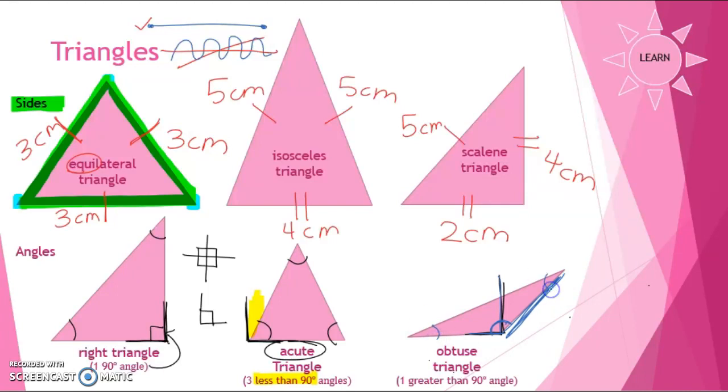These two angles are acute. But because we have an obtuse angle, which is one that is greater than 90 degrees, it's called an obtuse triangle. Most of you can look at this or figure this out just by looking at it.